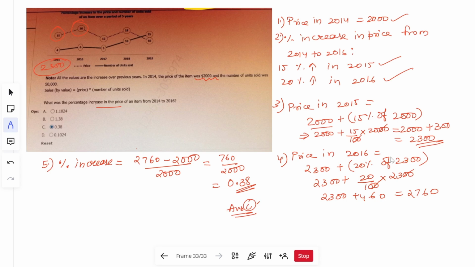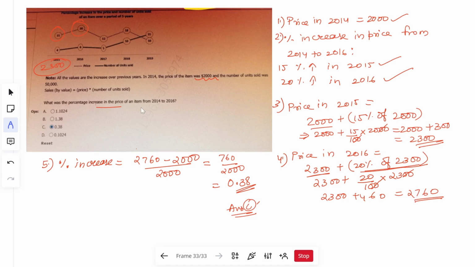Now again we will calculate the price in 2016. We take the price from the last year, that is 2300, plus the percentage increase that happened this year, that is in 2016. From the diagram we can see the percentage increase is 20%. So we will do 20% of 2300. When you solve it, you get the new price as 2760, which is the new price in 2016.